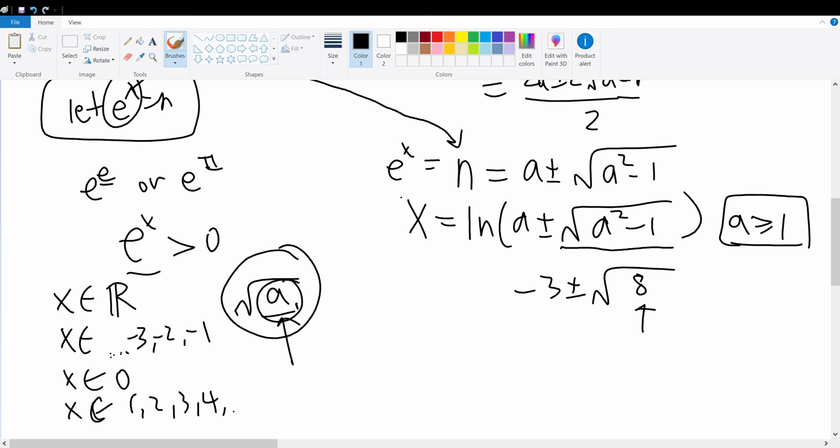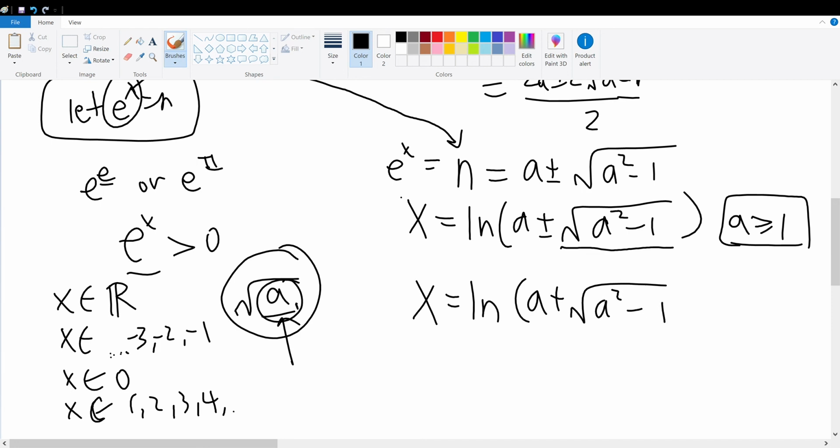But notice our previous argument that the resulting quantity of e to the x must always be greater than 0. And negative 3 plus or minus the square root of 8 will always result in a negative quantity. Hence, we cannot take values that are less than or equal to 0. We can only take quantities that are greater than or equal to the positive integer of 1. Hence, x is equal to the natural log of a plus the square root of a squared minus 1.